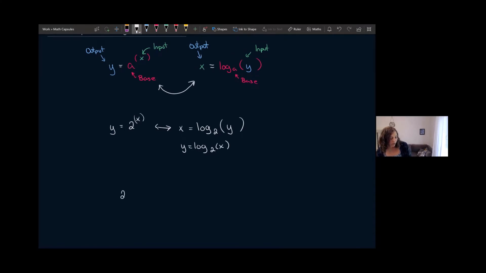If I choose a value for my input, if I say 2 to the 3, then I can calculate that. 2 times 2 times 2 is 8. This is an equation that I know is true. I could convert that into a logarithmic equation that I also know is true. So log base 2 is my logarithmic function. The input from before was 3. That's going to become the output now. And the output from before was 8. That becomes the input. So since I know that 2 to the 3 is equal to 8, I also know that log base 2 of 8 is equal to 3. That's how you can go between the two.